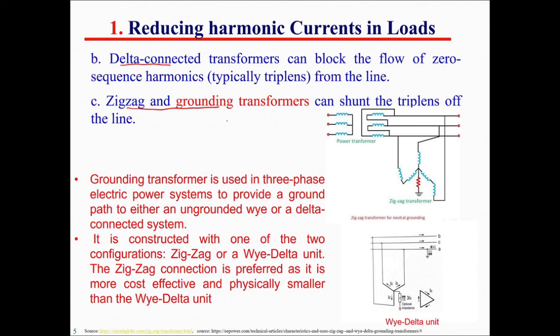When we talk about zigzag, this is a zigzag transformer, and we're going to talk about it later on. But over here, we are also talking about what we call a grounding transformer. What is a grounding transformer? A grounding transformer is used in a 3-phase system to provide a ground path to either an ungrounded Y or delta connected system. So if you have, for example, over here a normal transformer, we call power transformer, with Y delta.